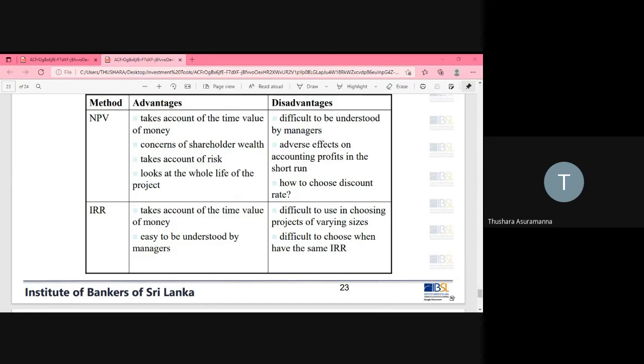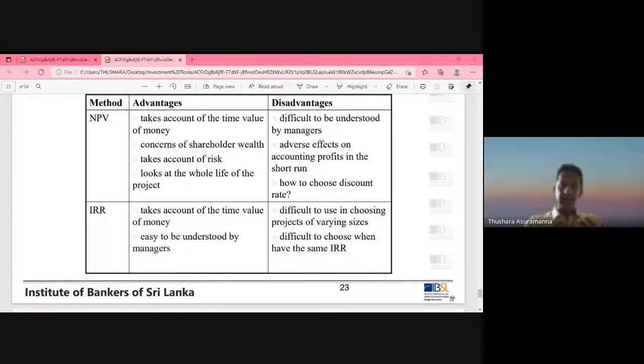So what are the disadvantages of NPV? It's difficult to understand by managers. Why? It's a bit technical, right? There may be different computations, different terminologies, positive and negative NPVs. So it's difficult compared to payback and ARR. Those are easy to understand and easy to explain. But NPV, what we experience is a bit of technical jargon.